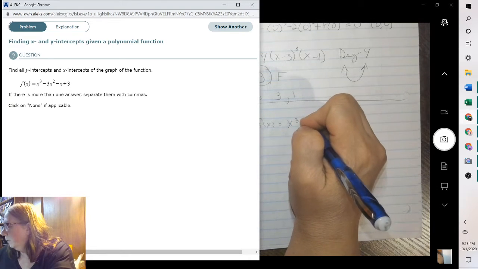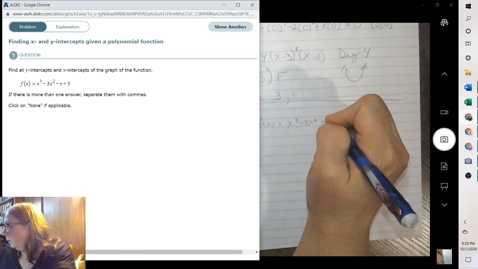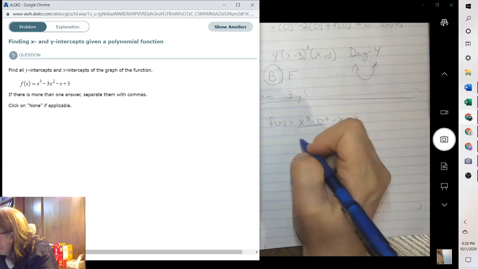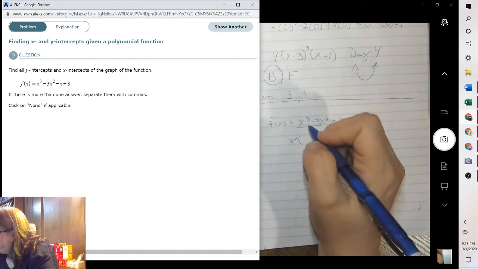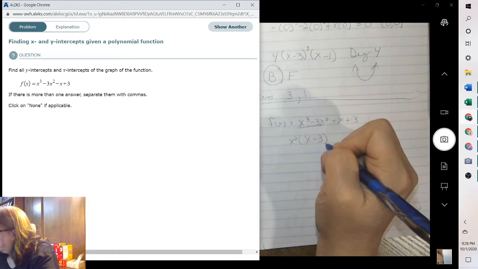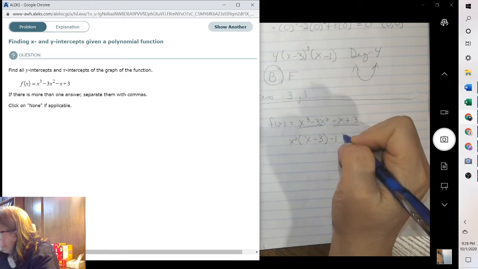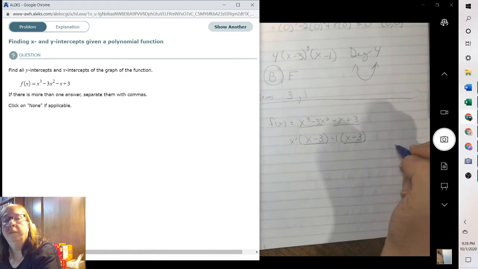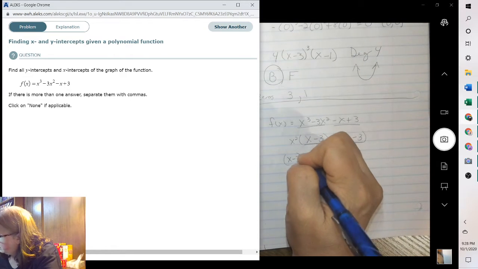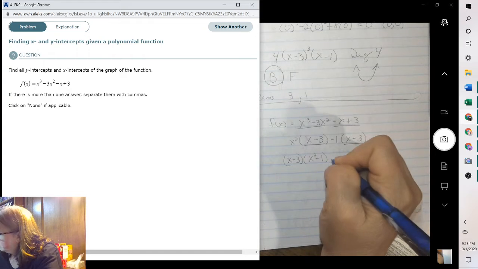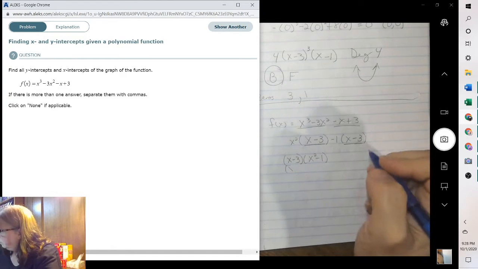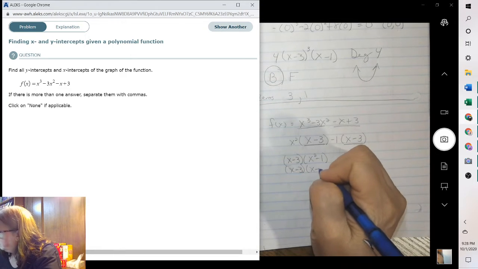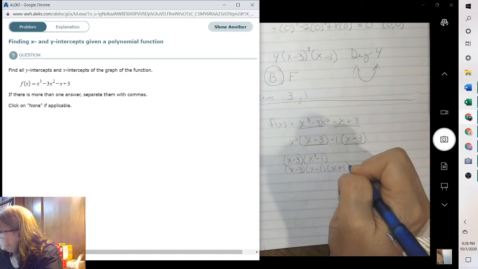X cubed minus 3x squared minus x plus 3. We have 4 terms, so factor by grouping. If we look at the first 2, we can pull out x squared, and we're left with x minus 3. The next one we can pull out a -1, which changes our signs so that they match x minus 3. We pull out the x minus 3, and you have x squared minus 1, which we want to factor. X squared minus 1 is perfect squares, so x minus 1 and x plus 1.